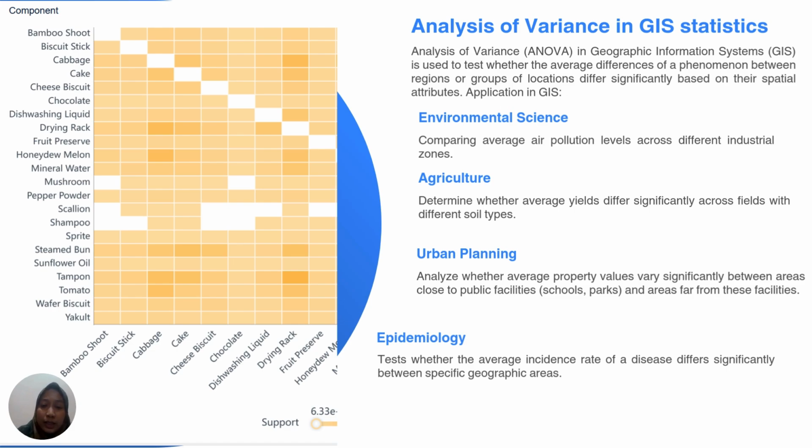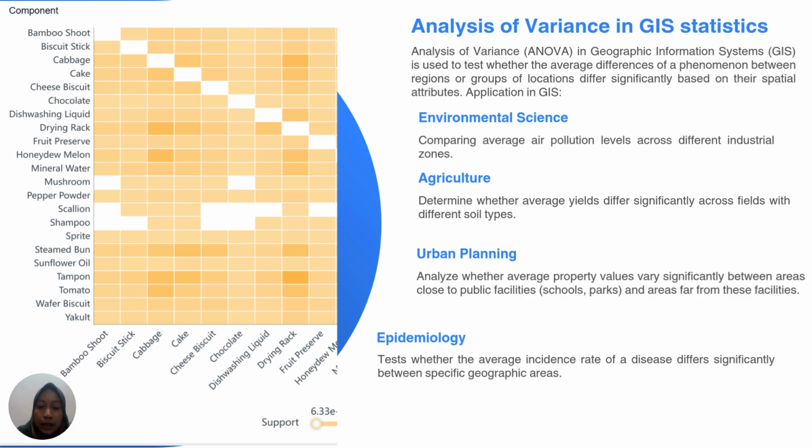Application in GIS. Environmental science, comparing average air pollution levels across different industrial zones. Agriculture, determine whether average yield differs significantly across fields with different soil types.